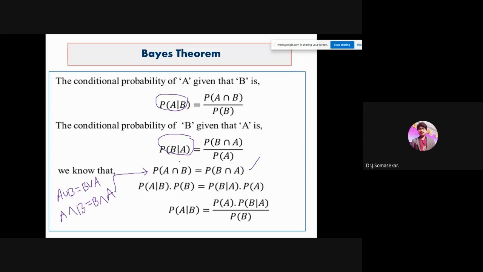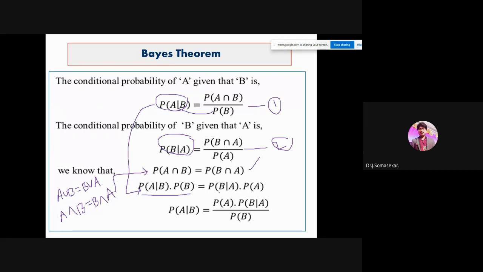Now from the first equation, we can cross multiply, which leads to P of A given B, the bar means given B, into P of B. How did we get this? Let us label the first equation as 1 and the second as 2. From label 1, we can cross multiply so that we get P of A intersection B equal to P of A given B into P of B.